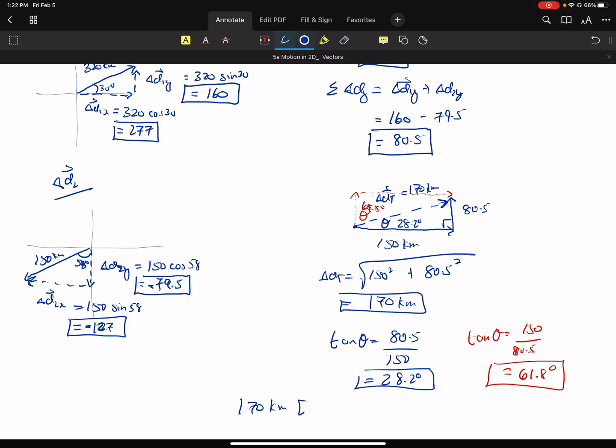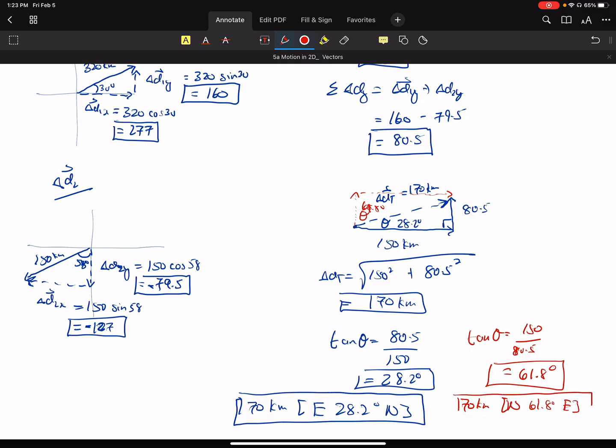Now for us, we're going east 28.2 degrees north. That's your final answer. If you had used the red triangle, your answer would have been 170 kilometers, but you went north 61.8 degrees east. You see the different way of writing the direction.